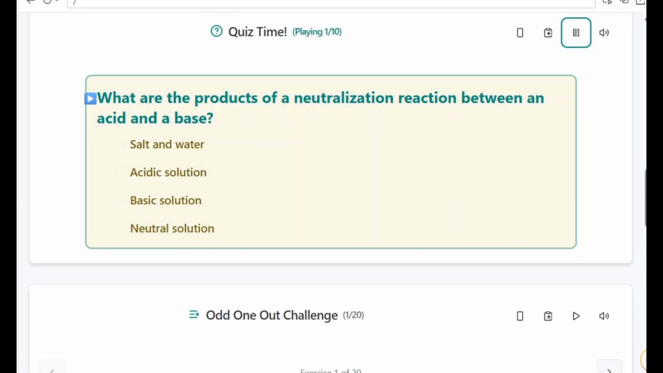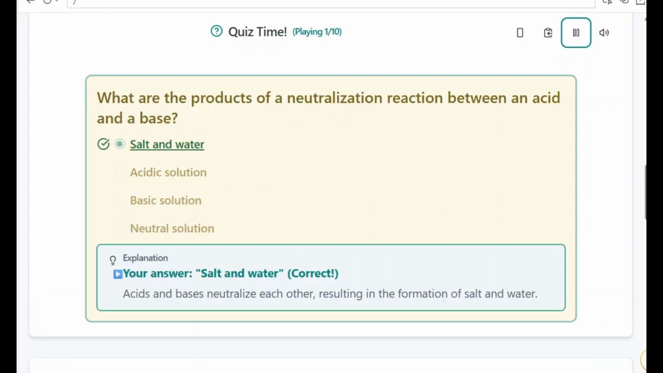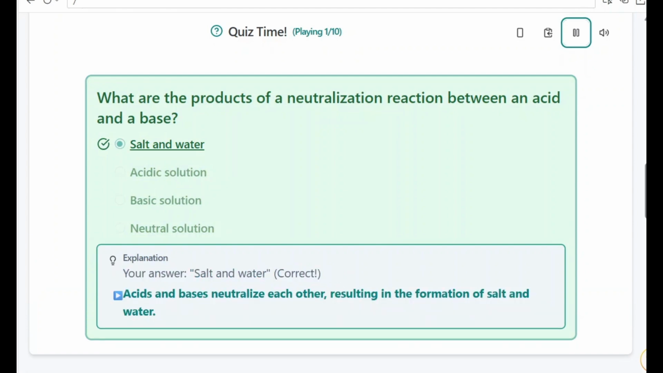What are the products of a neutralization reaction between an acid and a base? The correct answer is salt and water. Explanation: acids and bases neutralize each other, resulting in the formation of salt and water.